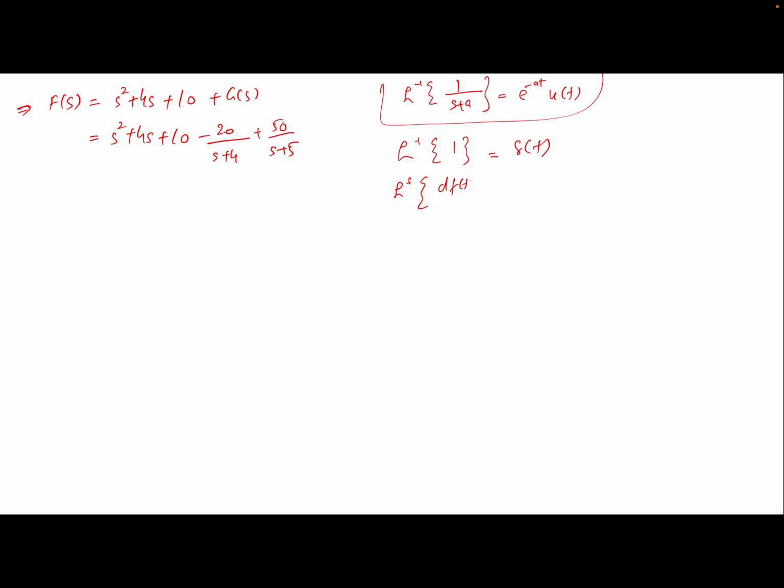Similarly, I also know that the Laplace of a derivative of a function with respect to t — sorry, this is not Laplace inverse, this is a Laplace — the Laplace of a derivative of a function is s F(s) minus f(0⁻). Since my initial conditions in our case are 0, we can simply write the inverse Laplace of s F(s), right? S times some function should come out to be the derivative of the function.